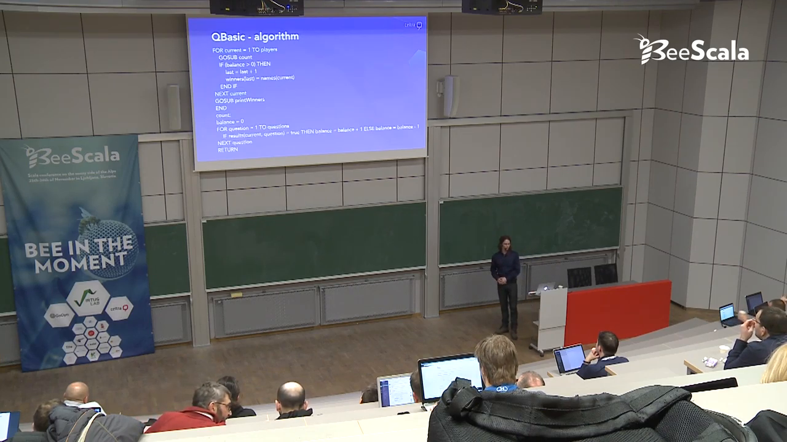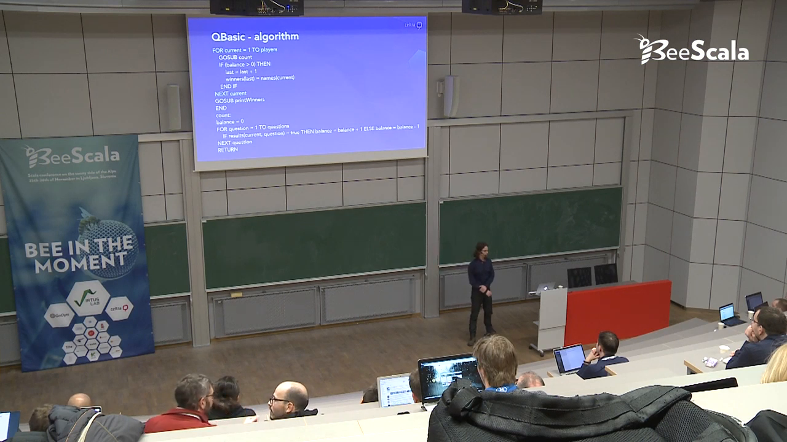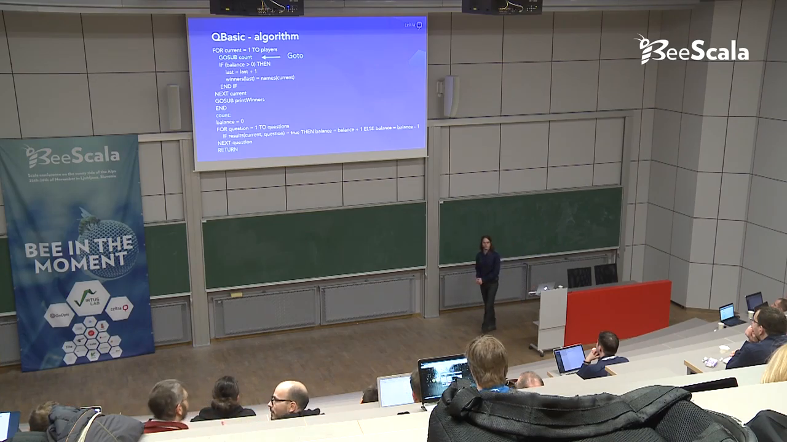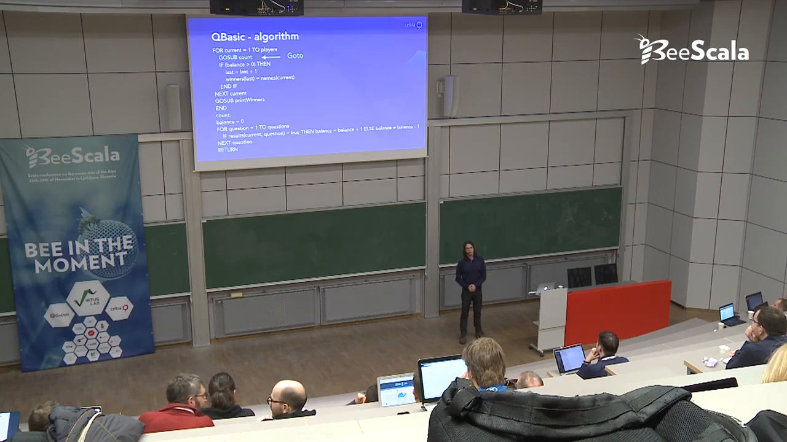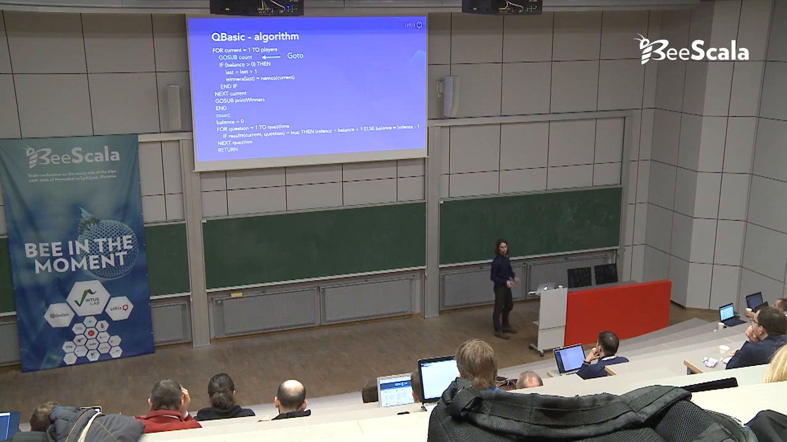So what my program from 25 years ago looks like, basically it starts a loop that goes for all the players, and then it immediately does this. It uses a goto statement. I guess many of you never used the goto statement, but gotos are the best recipe for making spaghetti code. So although it sounds delicious, avoid it. This is the best way for making bugs.